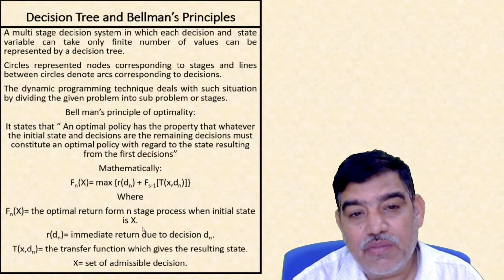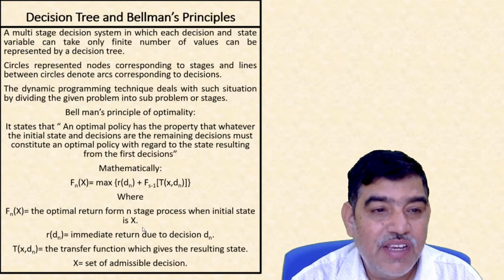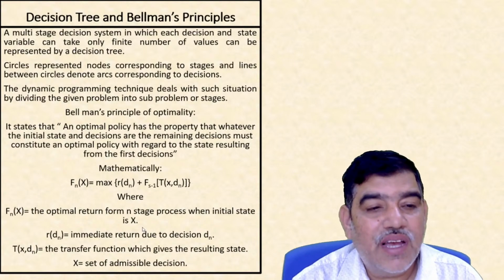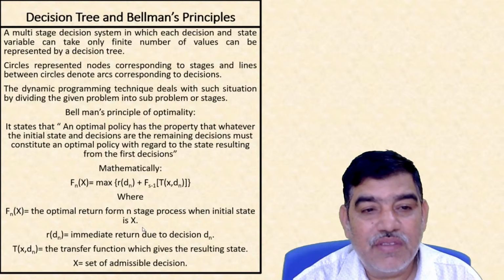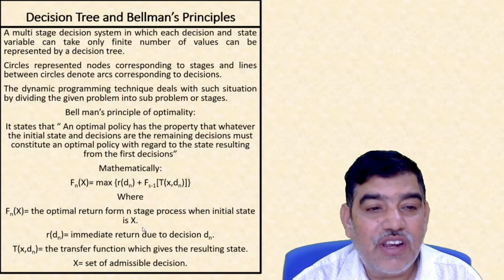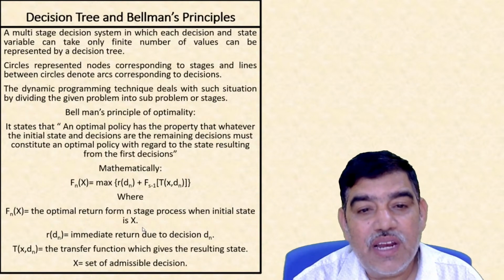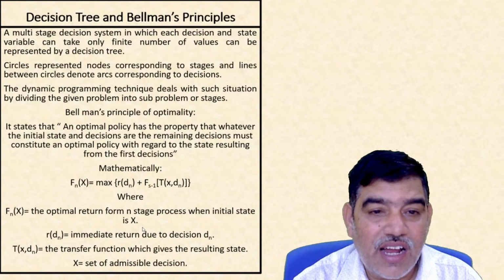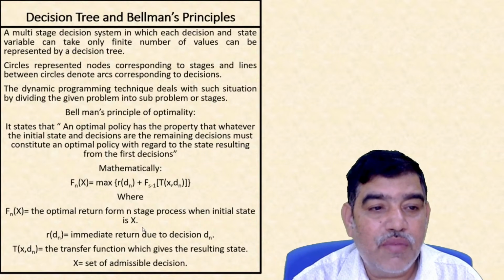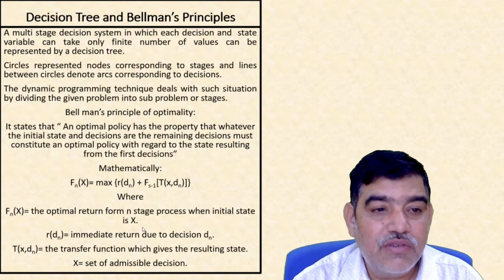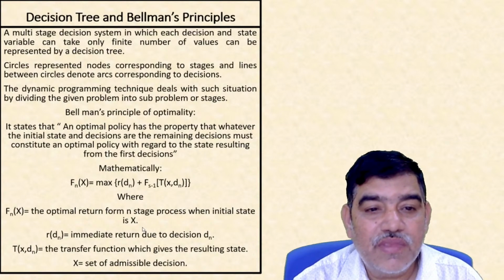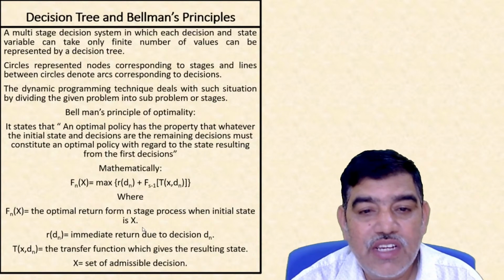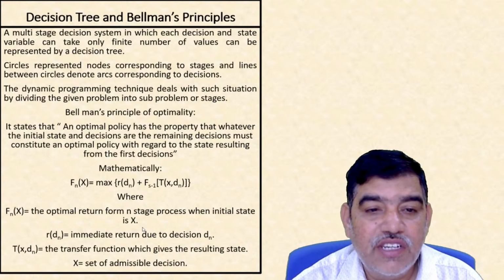Bellman's principle of optimality states that an optimal policy has the property that whatever the initial state and decisions are, the remaining decisions must constitute an optimal policy with regard to the state resulting from the first decision.